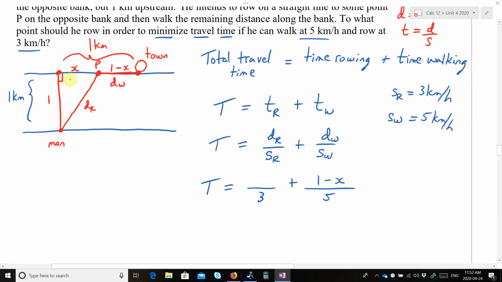So we just have to get an expression for the distance that he has to row in terms of x, and we'll use this little 90-degree triangle. The distance rowing squared is equal to 1 squared plus x squared, Pythagoras, right? In this triangle right here. Okay, so the distance that he has to row is equal to the square root of 1 squared is 1, and x squared would remain as x squared. So that's what has to go in for the distance he has to row. Square root of 1 plus x squared.